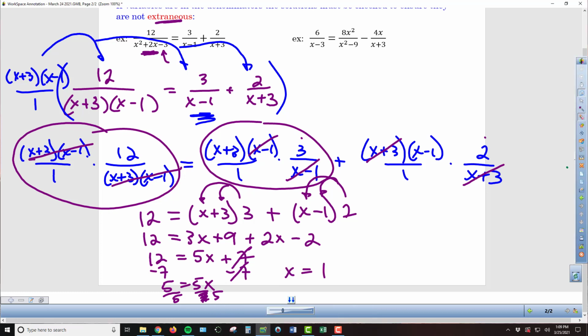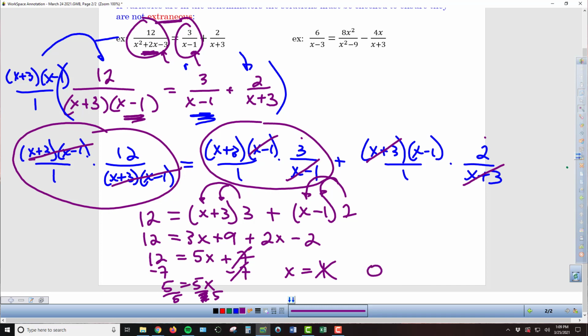But if we go back to the original problem, we can see that x equaling 1 is going to result in division by 0 here in this fraction, and it actually would result in division by 0 in the first fraction as well, since when we factored that denominator, we had x minus 1. So as a result, I have to throw this answer away, and since that was my only answer to this problem, I'm going to just say that this problem has no solution.